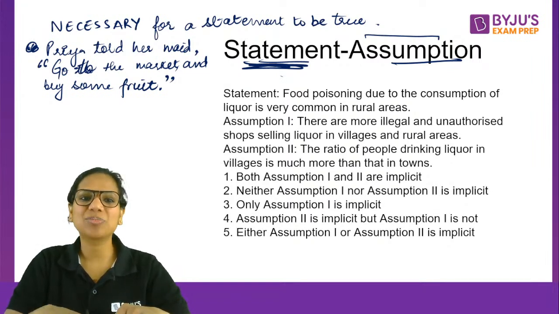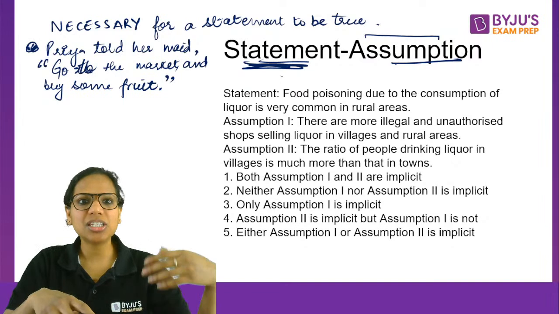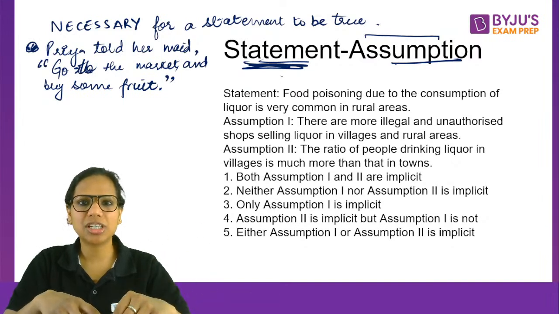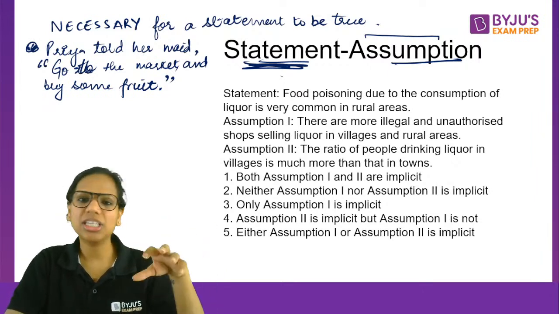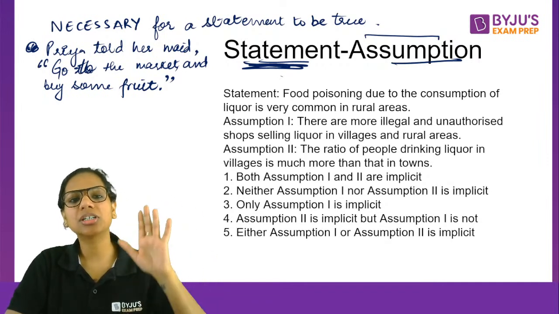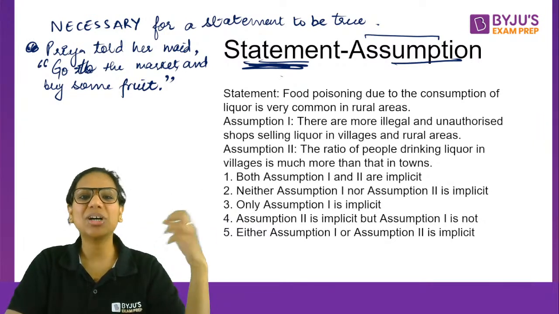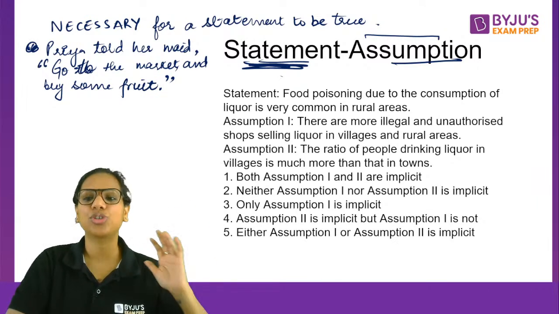Very good, Ayush. The assumption is that the maid will obey her instructions. Correct. So this is something that is necessary for Priya to be able to make this statement. If Priya herself thinks that the maid will disobey, she'll never give her this instruction. Yes? So good. This is how we look at assumptions: something that the speaker or the arguer, the maker of the statement, must have thought before making the statement. That is essential, that is necessary for it to be true.